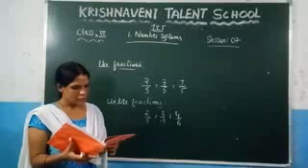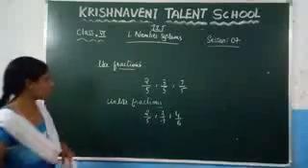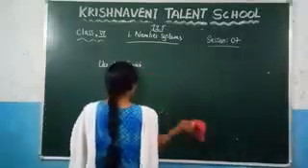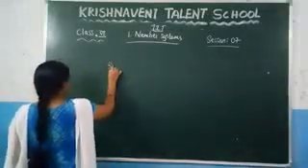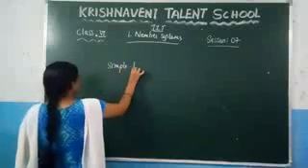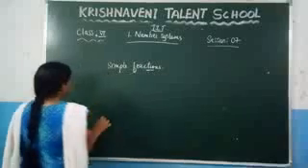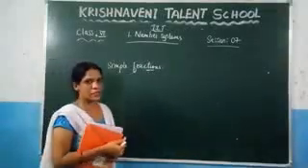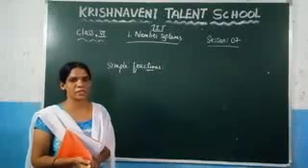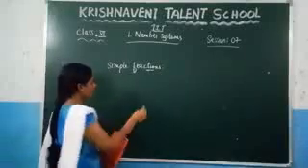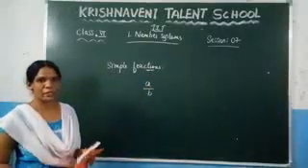And after that, they have discussed the simple fraction and the complex fraction. The next one is the simple fraction. Up to now, all the fractions that we have discussed belong to the simple fraction. So what is the meaning of the simple fraction? If the fraction is in the form of a by b, that type of fraction we call a simple fraction.